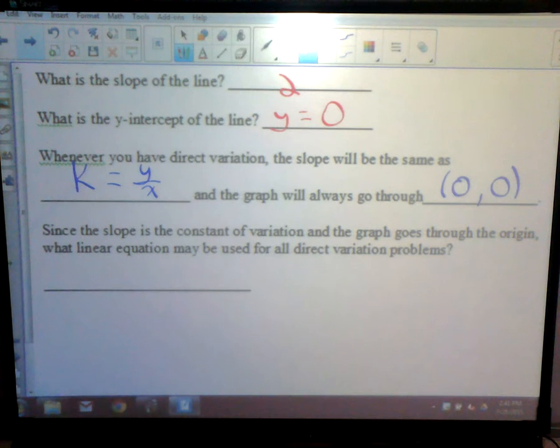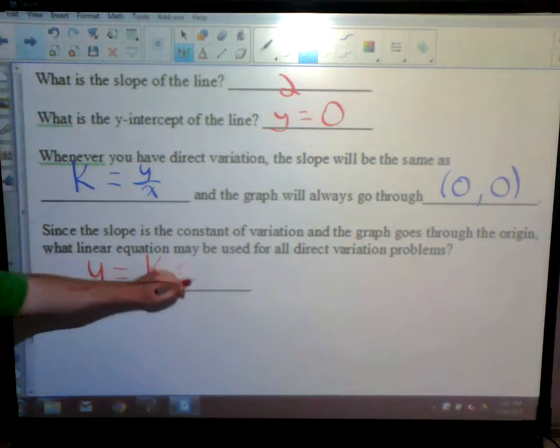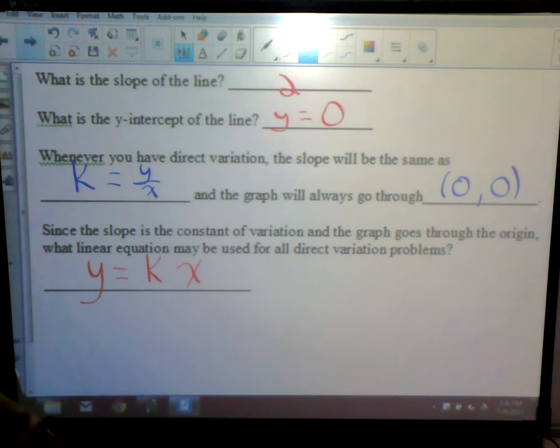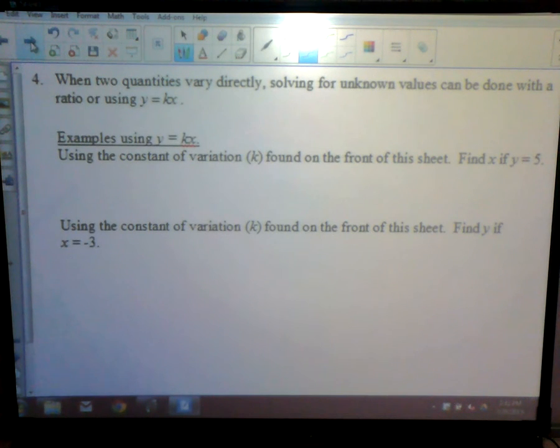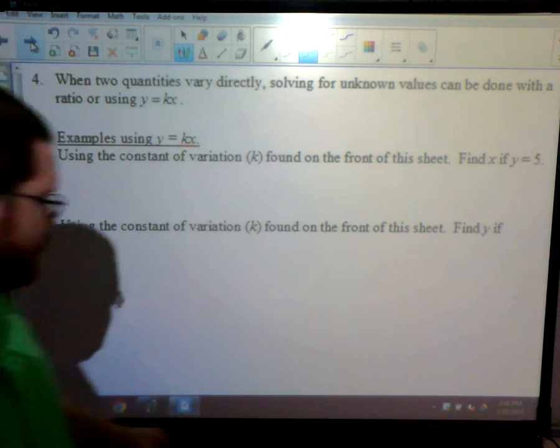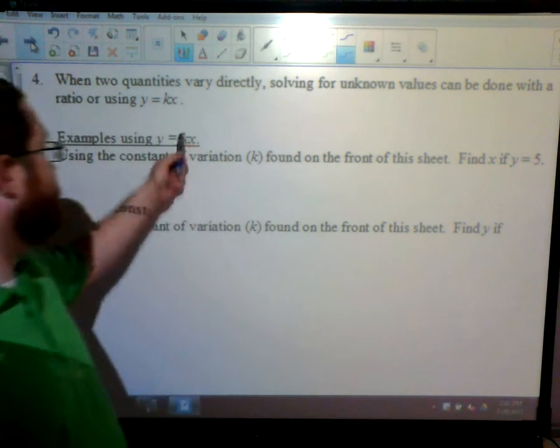Since the slope is the constant of variation and the graph goes through the origin, what linear equation may be used for all direct variation problems? Y equals kx. It's like mx plus b, except m is k and b is 0. When two quantities vary directly, solving for unknown values can be done with a ratio or using y equals kx. I much prefer this one.